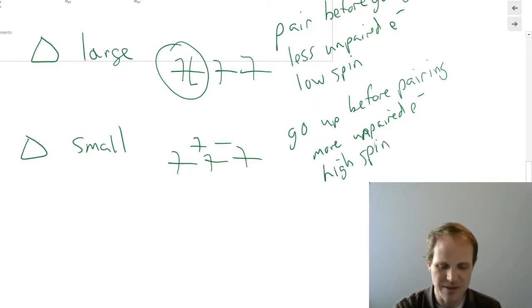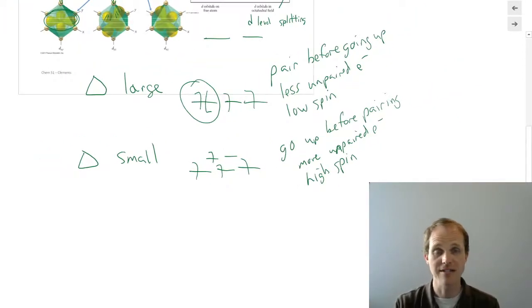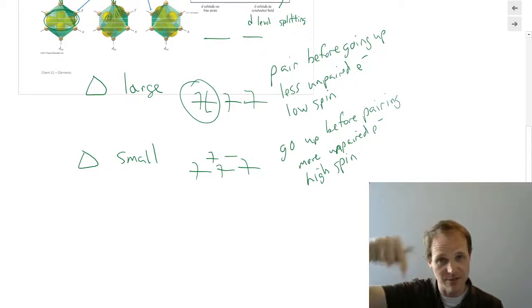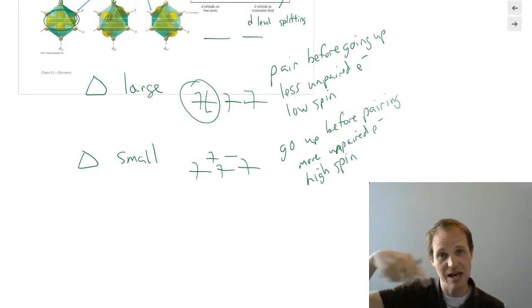Why spin? Why are we talking about spin here? You remember electrons have a spin. They rotate one way or they rotate another, and they tend to align their spins.